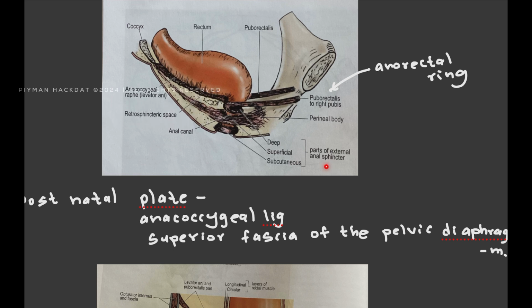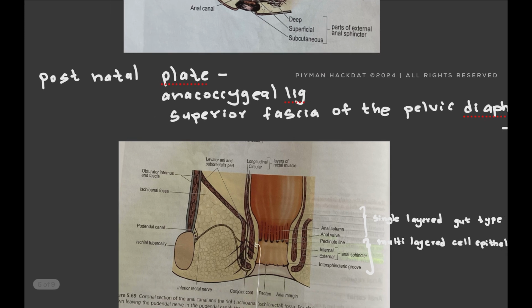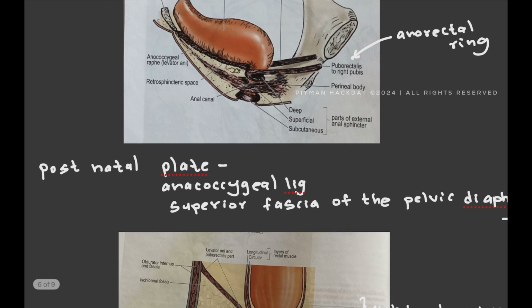And here you can see the perineal body. And here is the puborectalis muscle, the levator ani part attached to the rectum, and then the anorectal ring is created. So you can see a ring right here, we call it the anorectal ring. And the postanal plate. The postanal plate consists of the anococcygeal ligament and the superior fascia of the pelvic diaphragm.